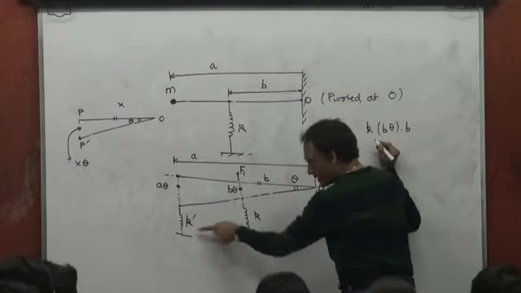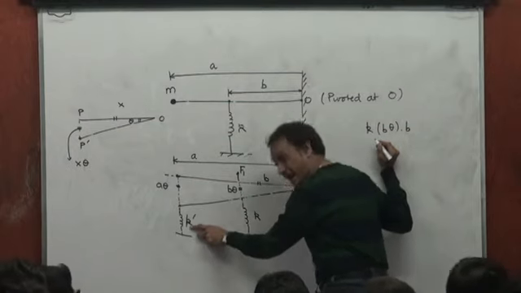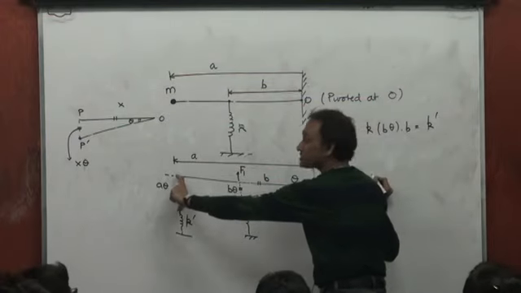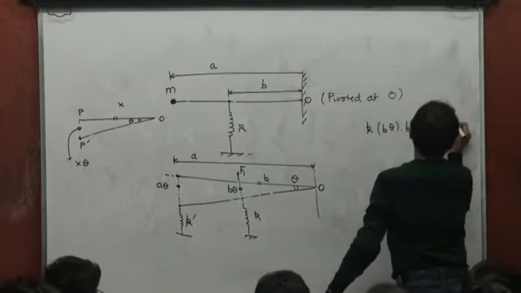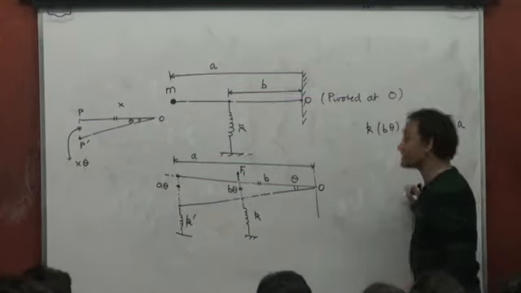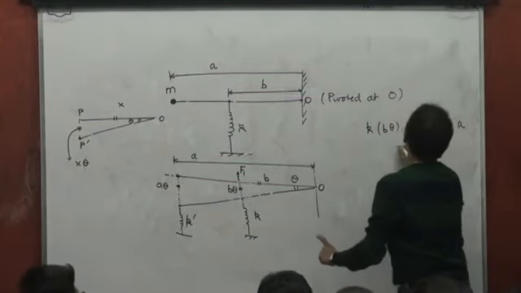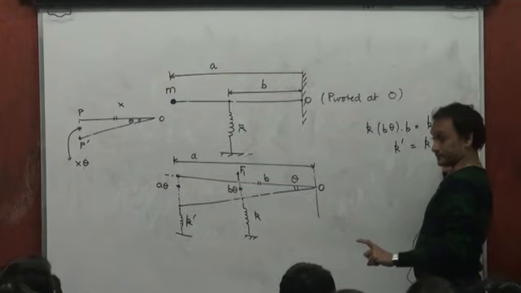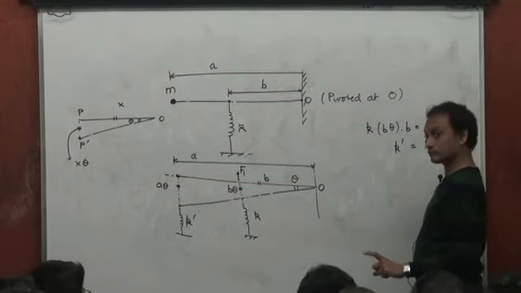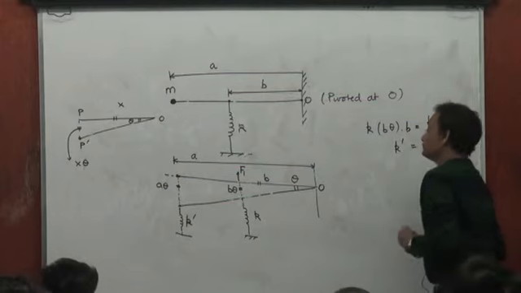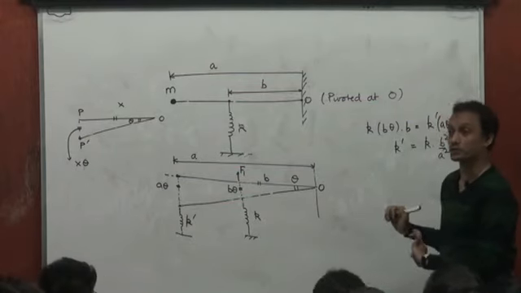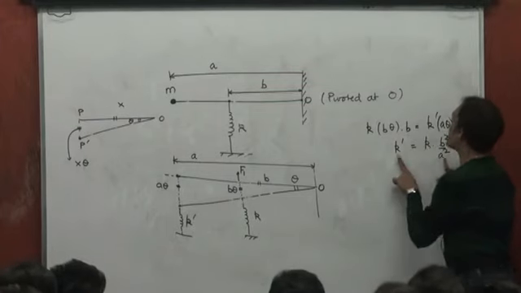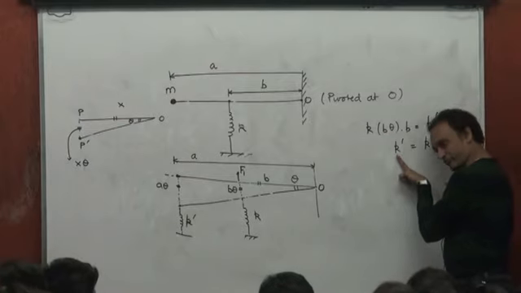If this is an equivalent spring, that means if you shift the spring, you have to modify K. K now becomes K prime. What's the compression in the spring? A theta into A. That's the torque about O because of the spring. So the revised K is K prime equal to K into B squared by A squared. This is a very important concept: shifting of springs must be accompanied with modification of K, right?